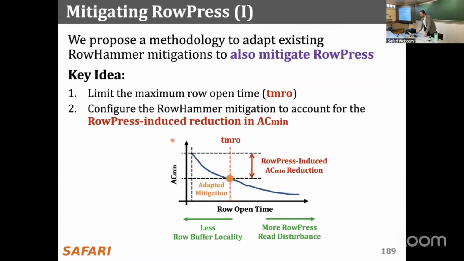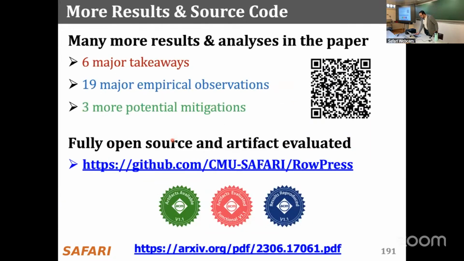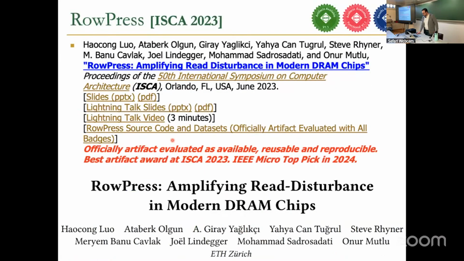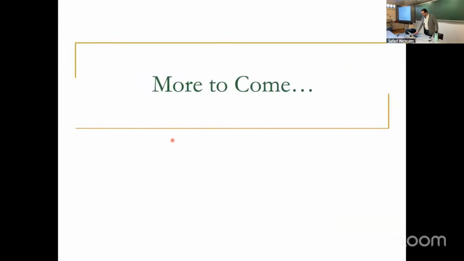We also discussed how we can adapt the existing mitigation mechanisms. Essentially, you can reduce the thresholds, and then you can limit the row open time accordingly, and you have a safe design point. And okay, this is the GitHub link for RowPress. It's artifact evaluated. It's even awarded for the artifact, so you can access a lot of things over there.